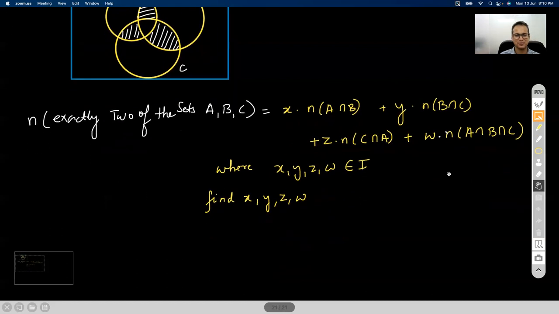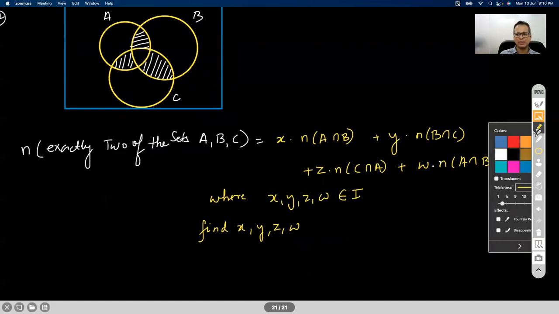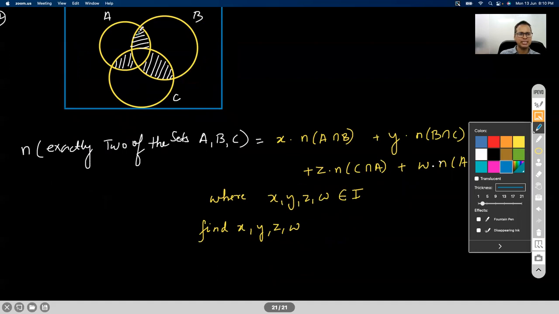Okay, let's see this. If I talk about this area, let me name the parts P, Q, R, and O. Now what I exactly need is P plus Q plus R. This is what is required, the number of elements in exactly two of the sets.